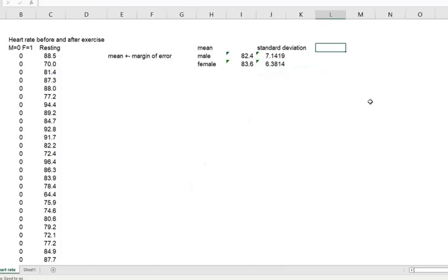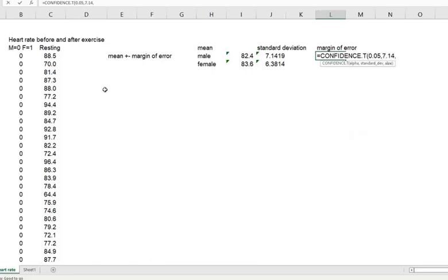Okay, so now that we have the standard deviation, now we can calculate that margin of error that we need for the confidence intervals. So you type in equals confidence, open parentheses. Actually, to be specific, we should be doing confidence.t, okay, because it's a t statistic. You almost always use a t statistic in practice because we don't know the population standard deviation. We just estimate it with the sample standard deviation. But basically, you want to use a 95% confidence interval, so type in 0.05 for alpha. The standard deviation for men was 7.14.